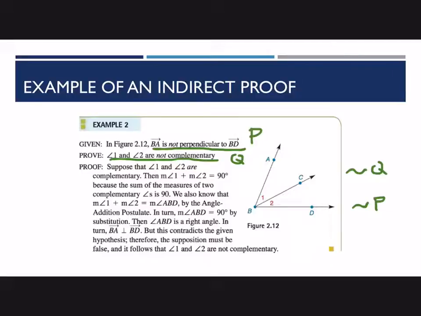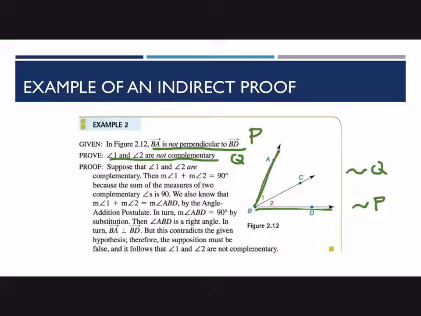Let's look at the diagram first and use intuition to see why this might be true. BA and BD are not perpendicular, so these rays are not perpendicular. There would be some technical details to go through, but basically we can show that this is not a right angle. Since that's not 90 degrees, then 1 and 2 don't add up to 90 degrees. They would add up to something different, and that would make them not complementary.